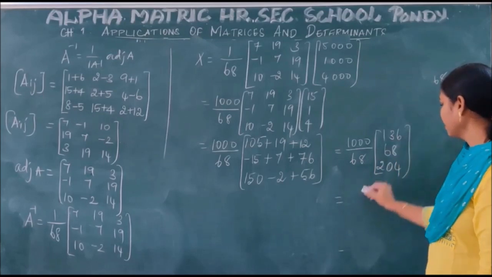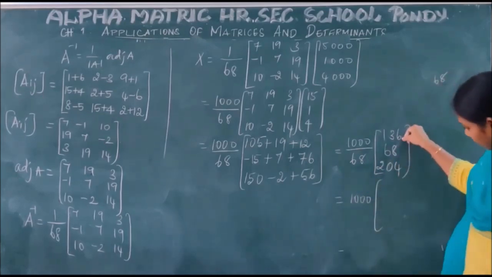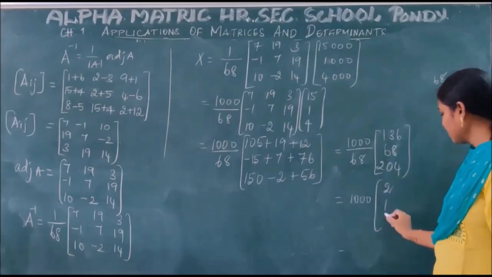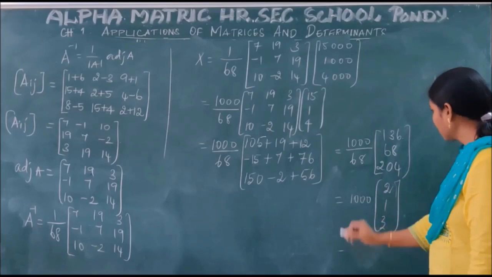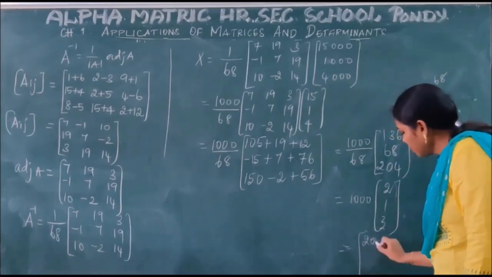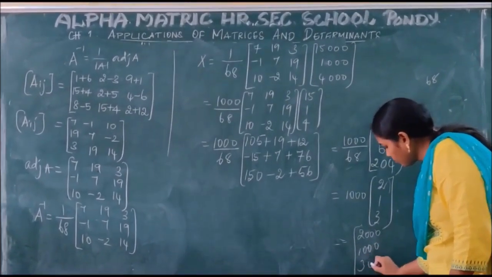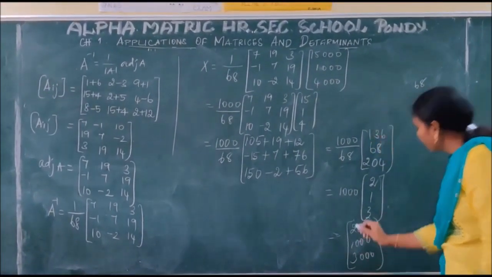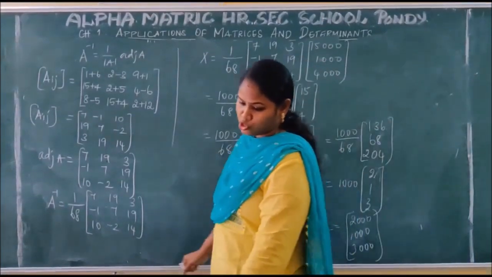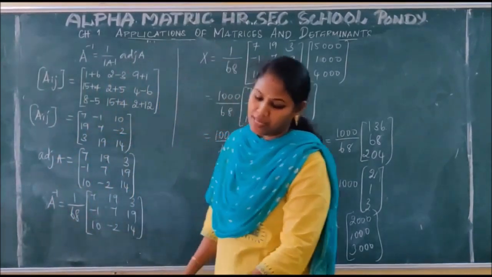So what will we be getting? 1,000 into 2. If we divide this by 68, we will get 2 times. Next is 1 times and the next is 3 times. So on the whole, the values are 2,000, 1,000 and 3,000. And finally, what is the question they have asked you? Find the prices per unit of A, B and C.